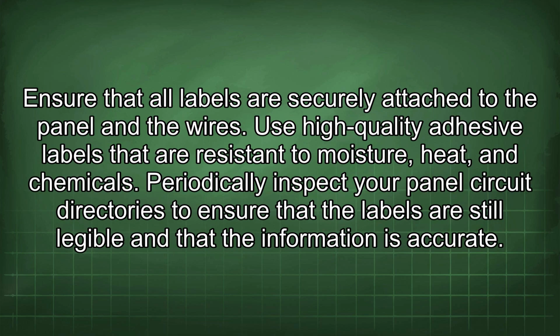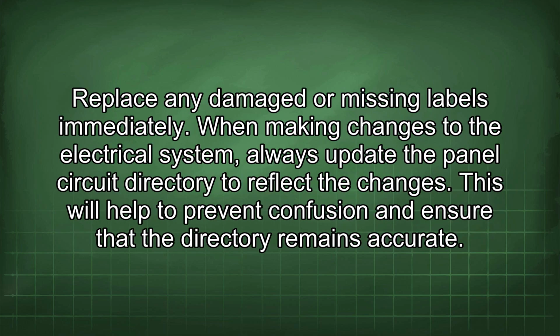This can make it easier to quickly identify the function of each circuit. Ensure that all labels are securely attached to the panel and the wires. Use high-quality adhesive labels that are resistant to moisture, heat, and chemicals. Periodically inspect your panel circuit directories to ensure that the labels are still legible and that the information is accurate. Replace any damaged or missing labels immediately.